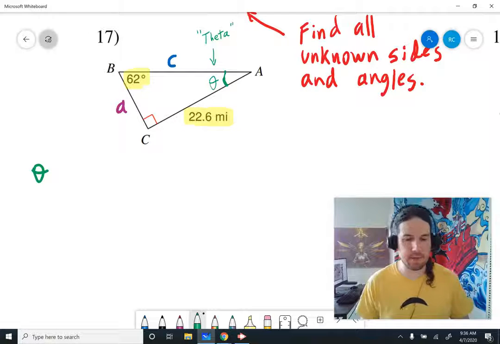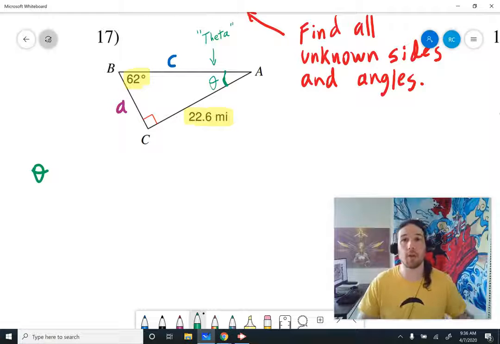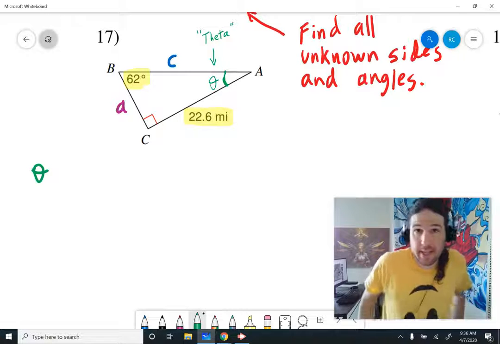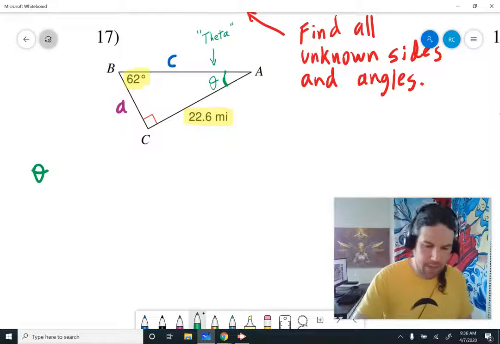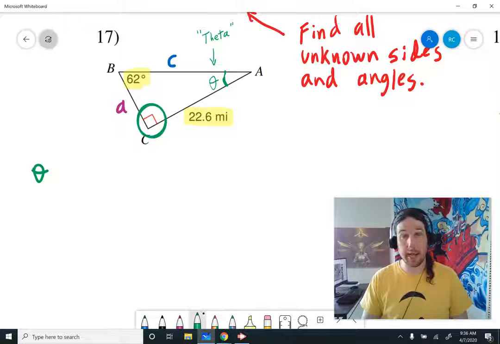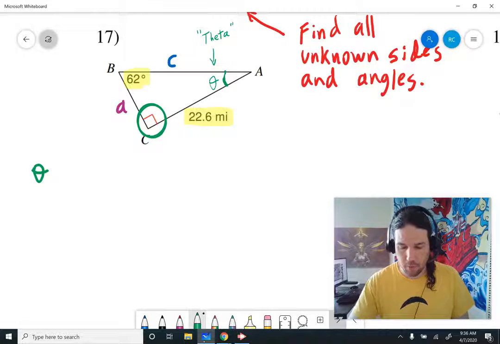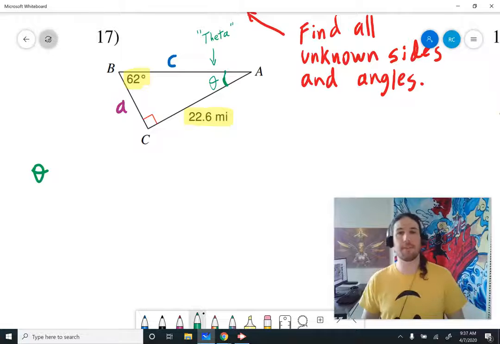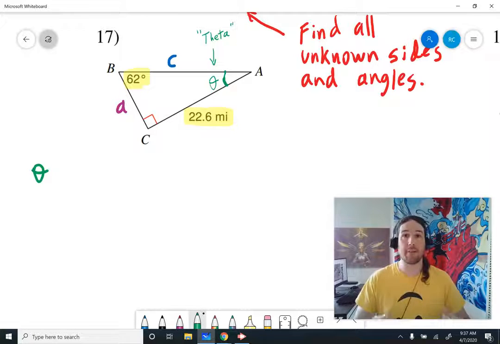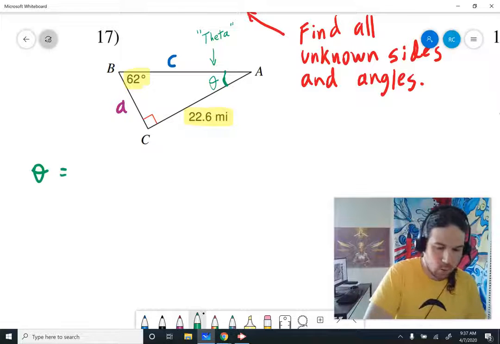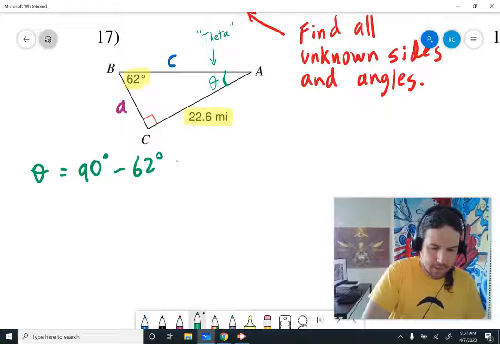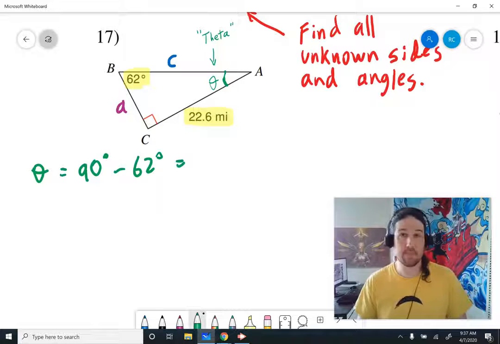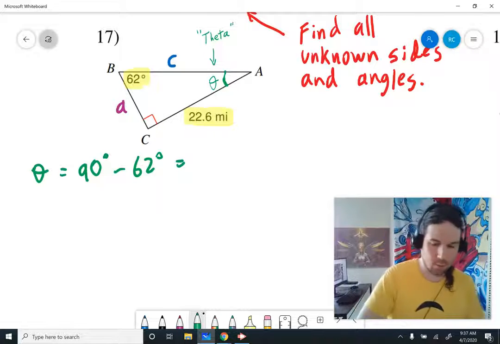Theta is going to be the easiest one to solve for because we know that all triangles add up to 180 degrees. And since we already have an angle that's 90 degrees, we know that theta plus 62 degrees, those two together have to make 90, so that the whole triangle makes 180. So theta is going to equal 90 degrees minus 62 degrees, which is, you got it? 28 degrees.